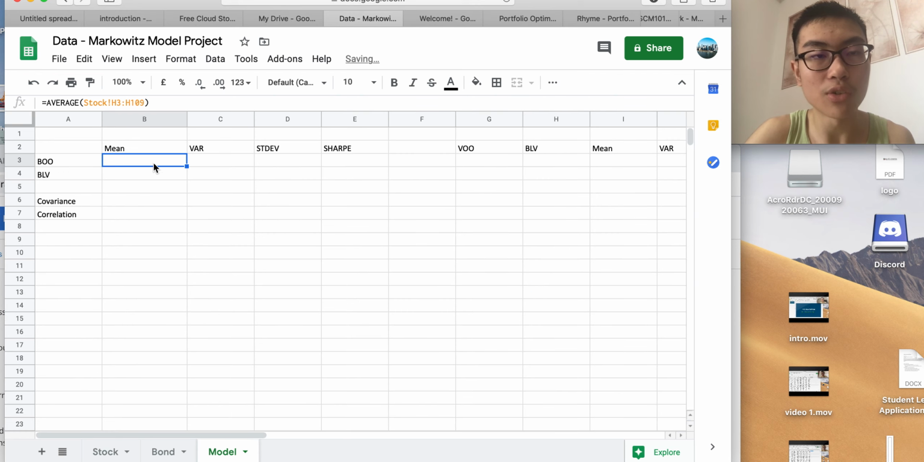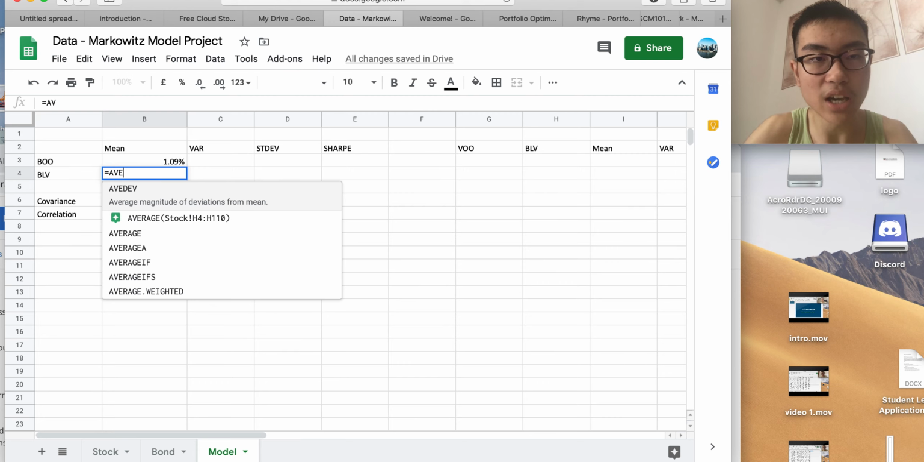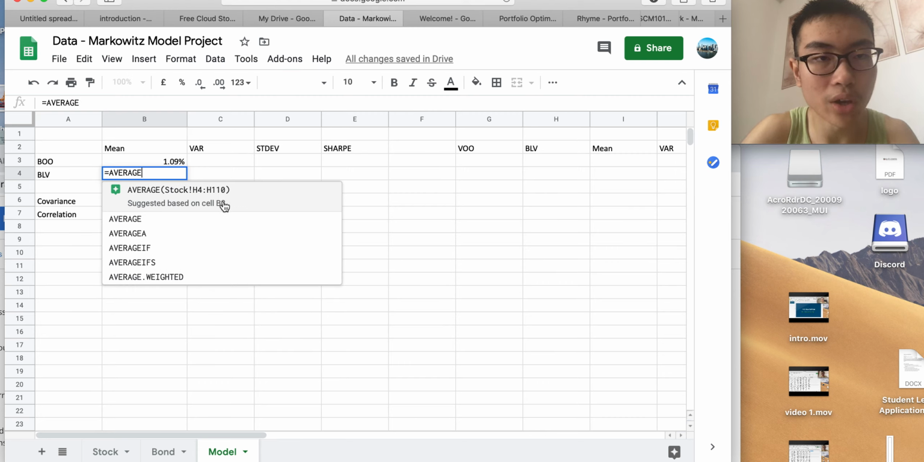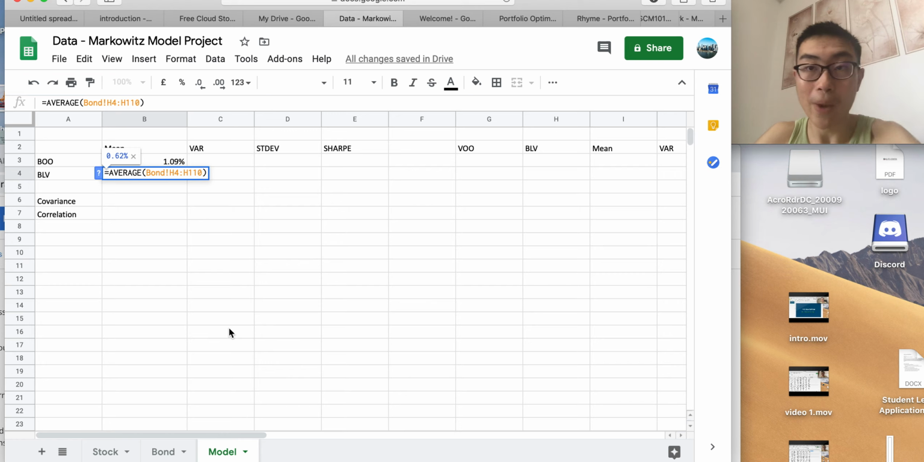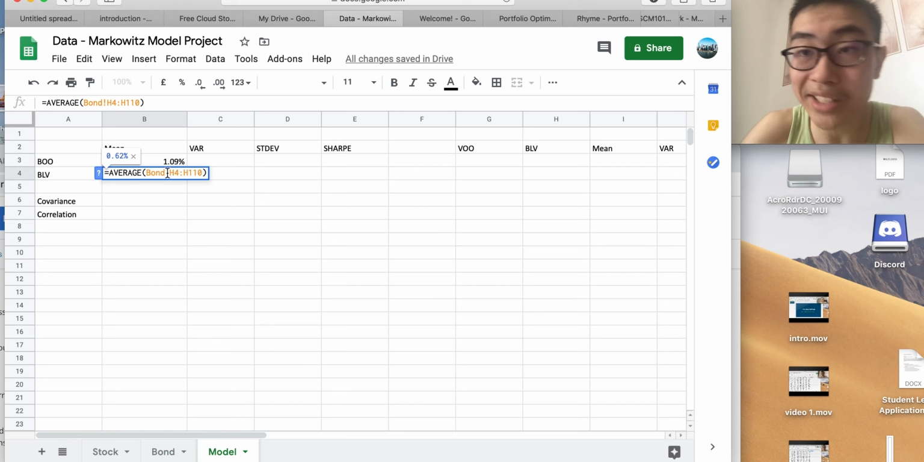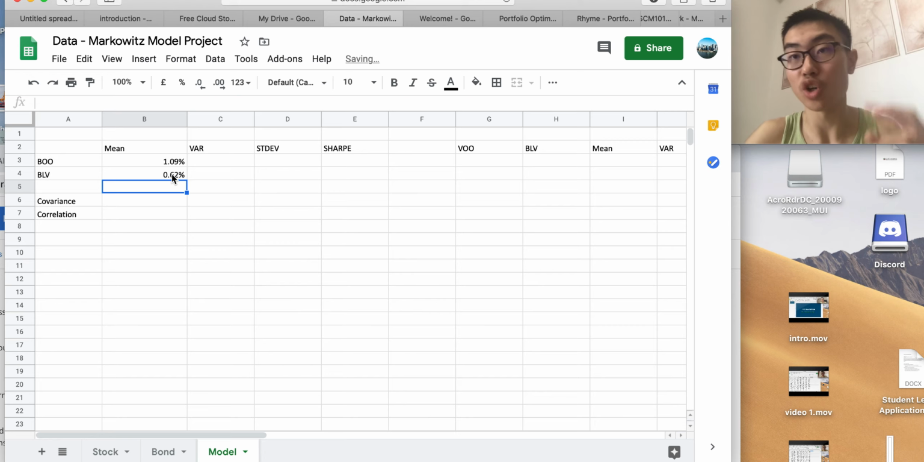And now you can see our return for the stock market, and overall our return is 1.09%. Now let's do the same for the bond market. We type equal sign AVERAGE, same again, and we basically just change this to bond. It's pretty easy. You don't have to go back again. Before the exclamation mark, you just indicate which Google Sheet this particular formula is referring to. If you type bond, it'll give you the data, which is 0.63%.